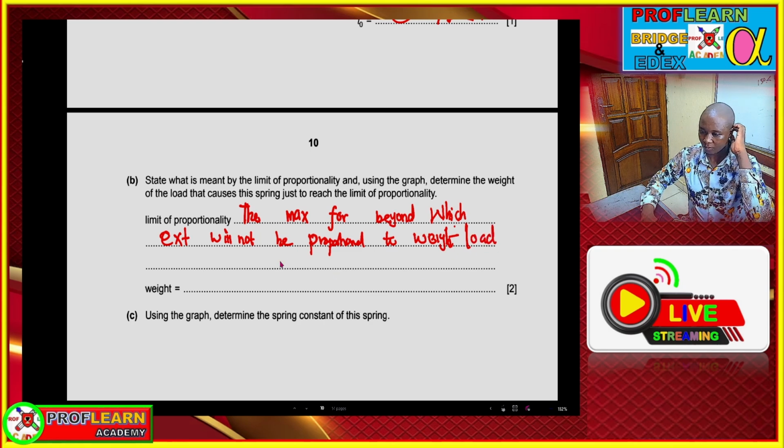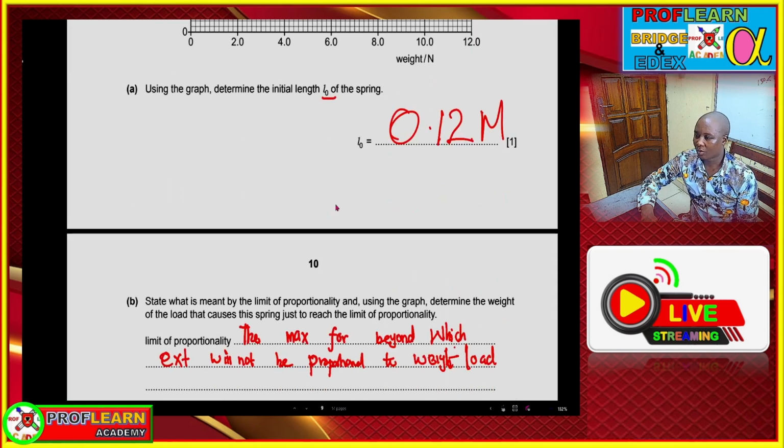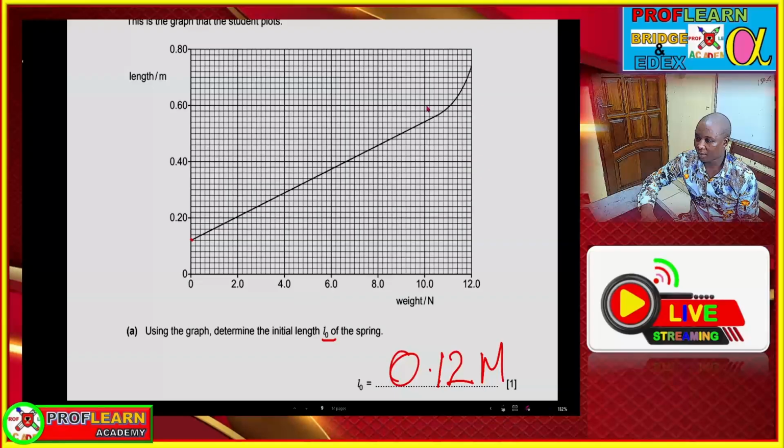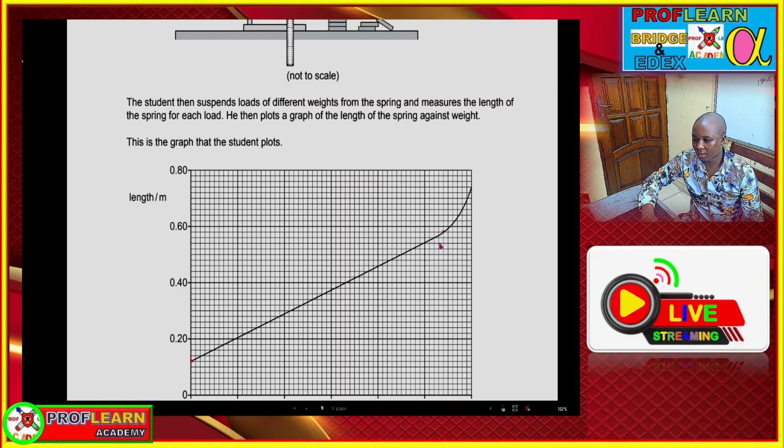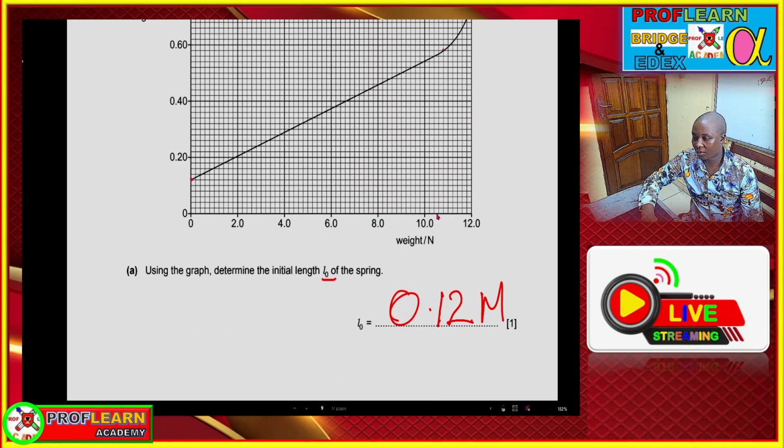Yeah, and in that case, you check where the graph starts to bend. Where the graph starts to bend, we can read here, which is about 10.4 newtons, 10.4 newtons around here.